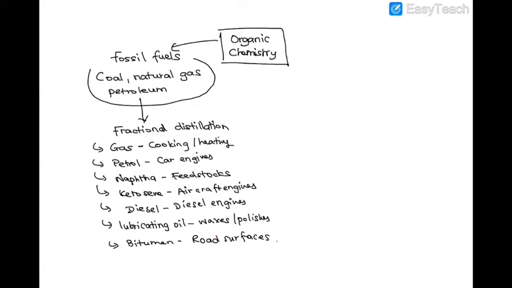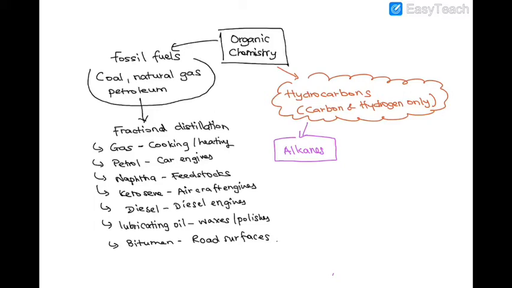Next, you have compounds that are hydrocarbons, which contain carbon and hydrogen only. One example of a hydrocarbon is alkanes. Now the names of all alkanes end with "ane", and the general formula is CnH2n+2. This is for alkanes. Let's look at the physical properties of alkanes.